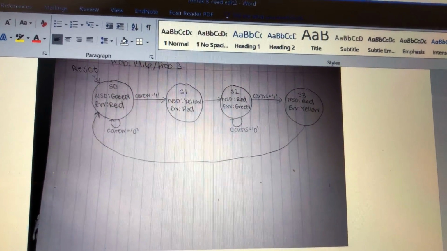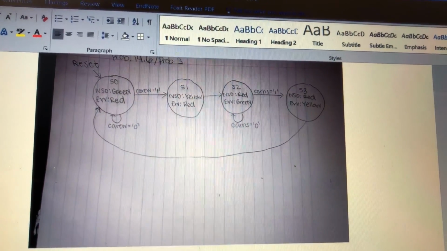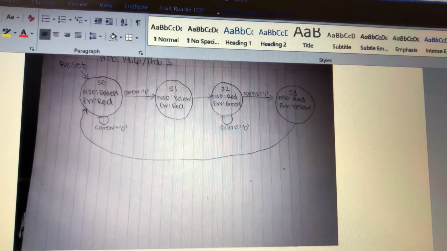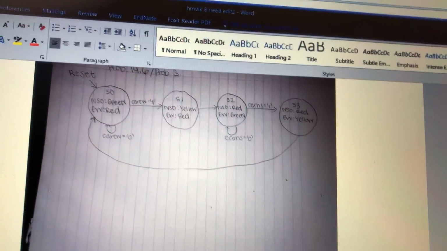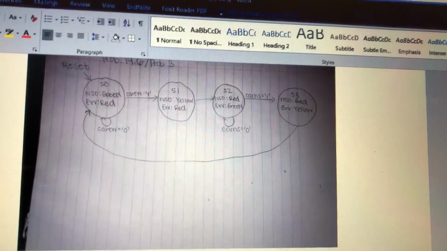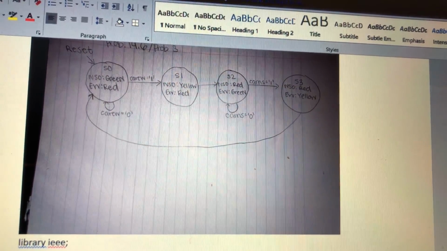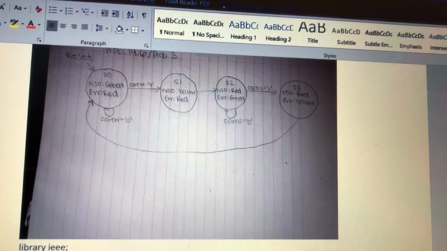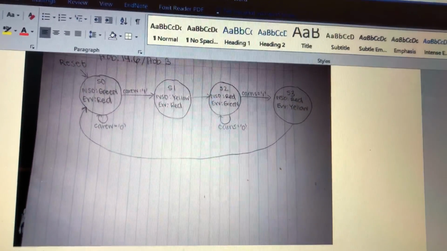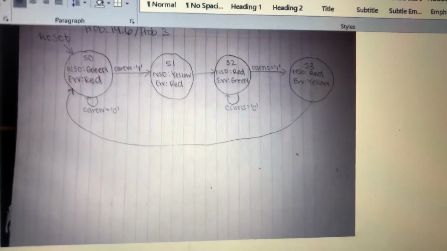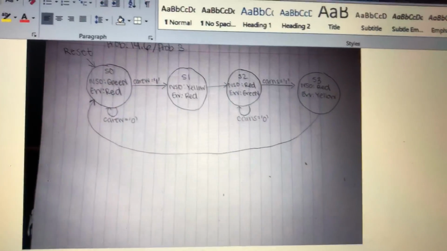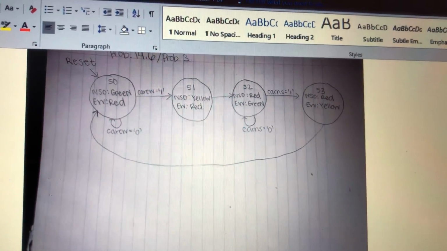So for part 2 and 3 of homework 8, we are to add an additional sensor. The first sensor detects if a car is in the east-west direction, and the second sensor detects if a car is in the north-south direction. So here you can see my finite state machine.